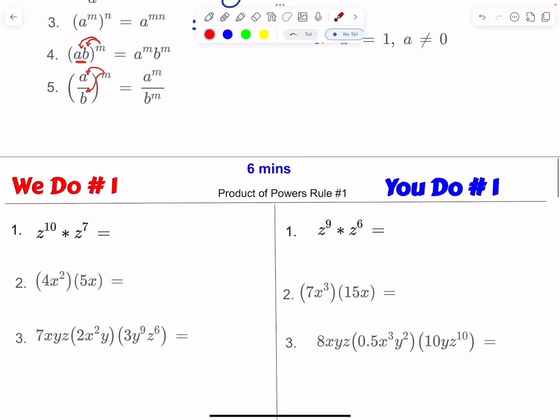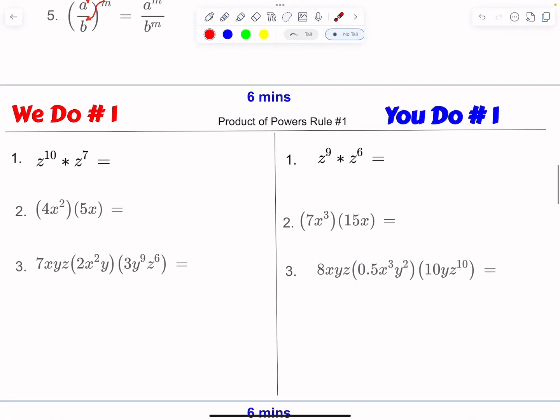For this slide right here, I am going to do the one on the left, and then you pause the video and do the one on the right. So for the first one, we have our product rule. The rule says that if I am multiplying, what am I going to do to the exponent? I am going to add the exponent. That's the rule we just saw. If you're multiplying, you add the exponent.